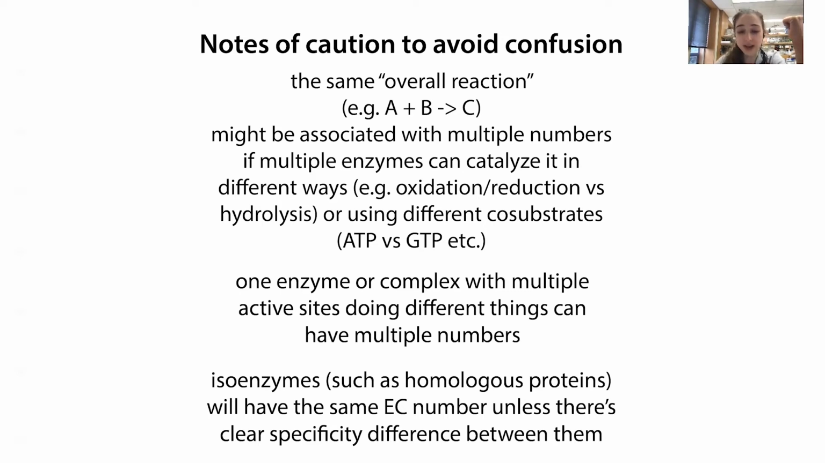In addition, that same enzyme in a different species, the orthologous version, like the mouse version of cool enzyme 1, is going to have the same EC number as the human one.